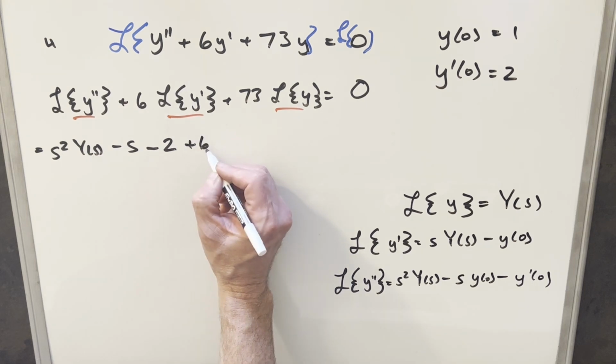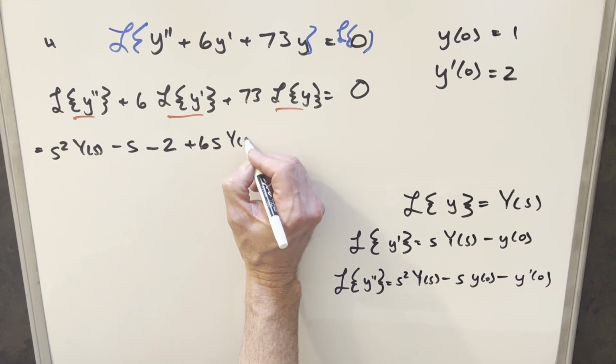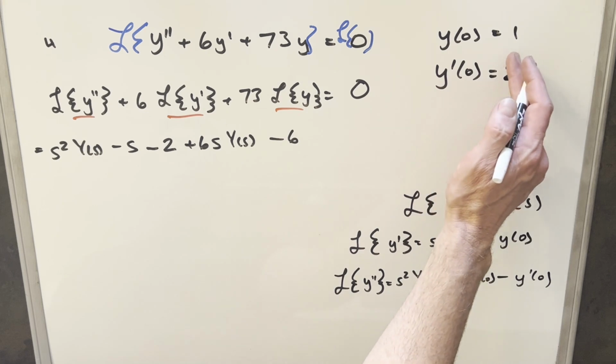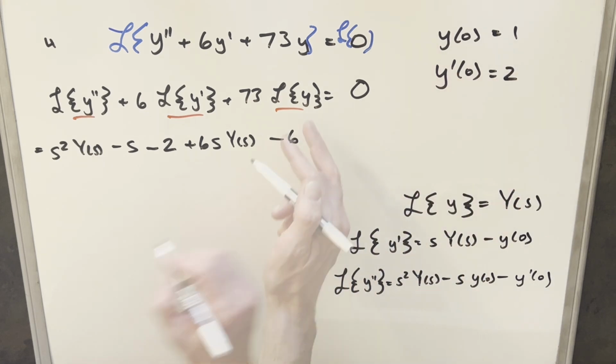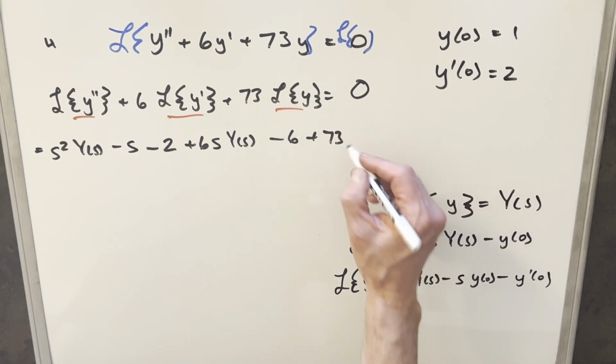And then we're going to have 6 distributed into this formula. We're going to have 6s big Y of s. And then we're going to have minus, distributing the 6 in, times 1, but we'll leave that off. And then for this last piece, we're going to have just 73 times Laplace of y, which is just the big Y of s.